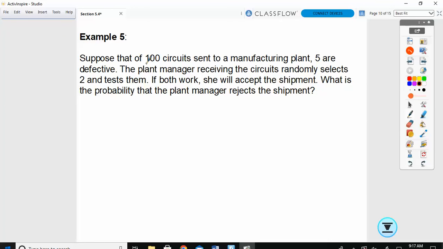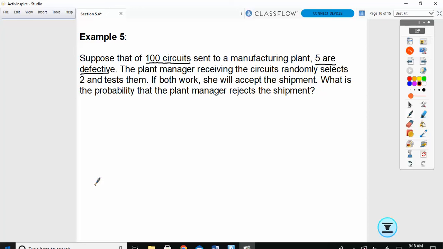Suppose that of 100 circuits sent to a manufacturing plant, 5 are defective. The plant manager receiving the circuits randomly selects 2 and tests them. If both work, she will accept the shipment. What's the probability that the plant manager rejects it?